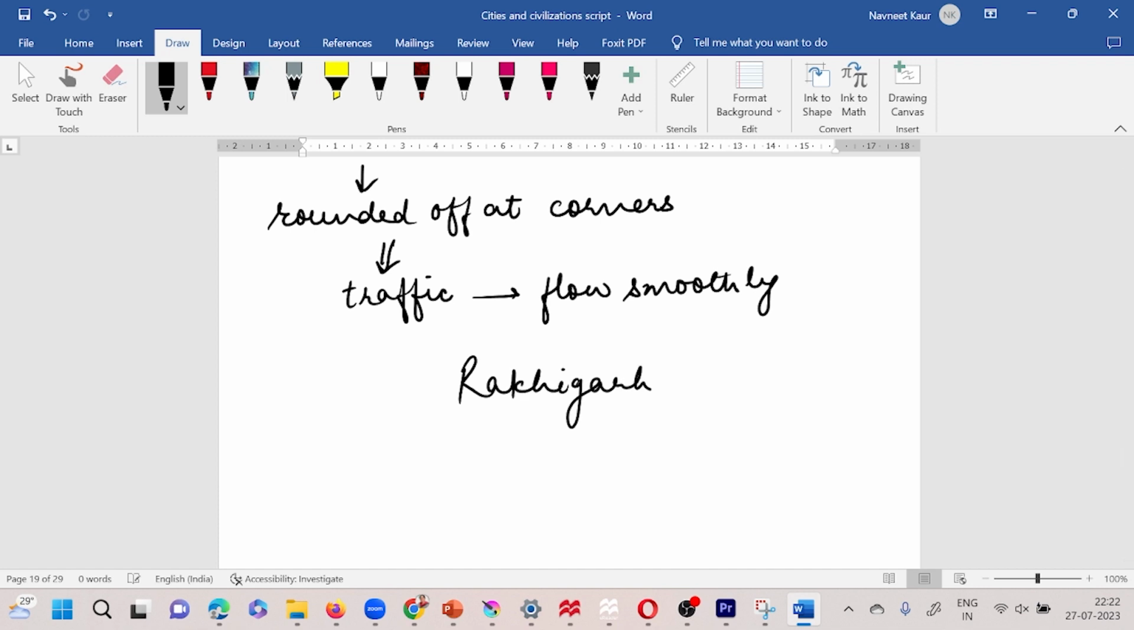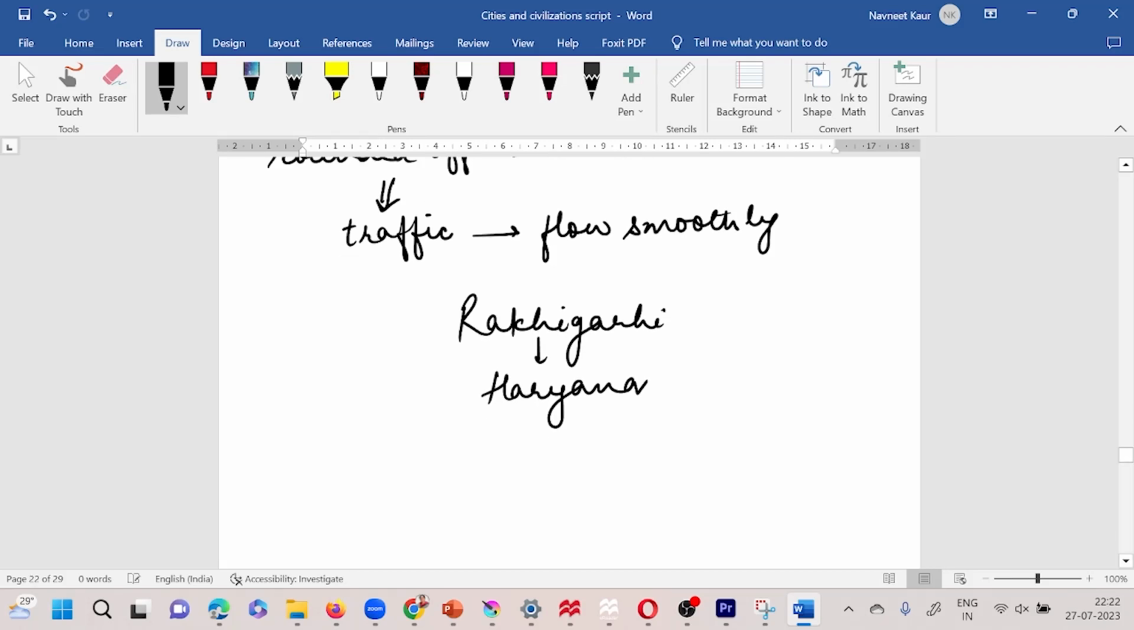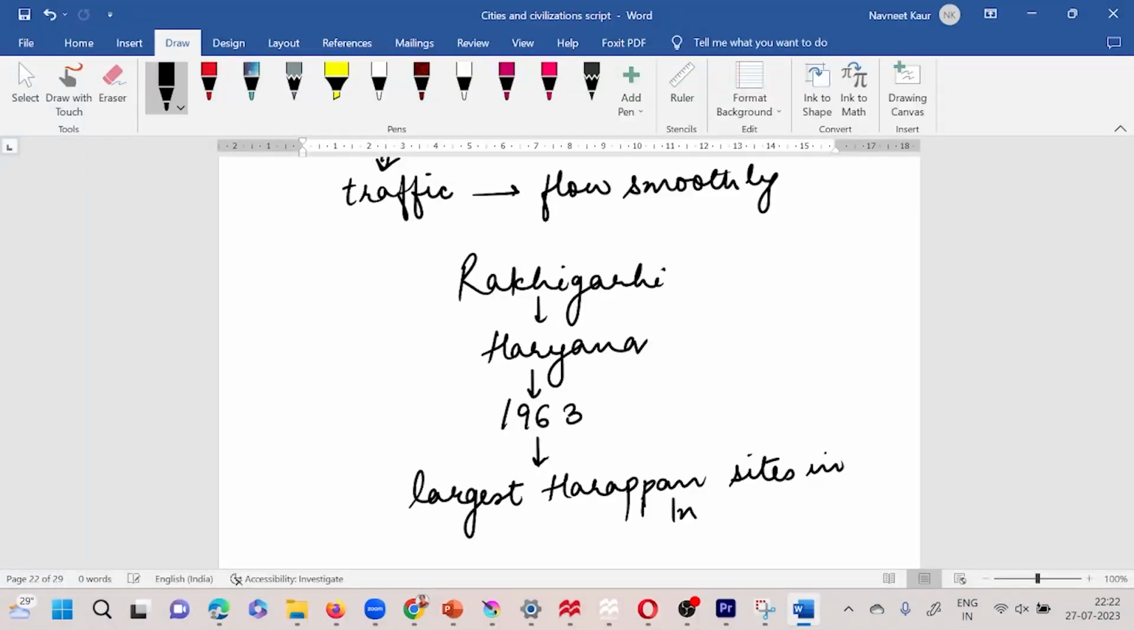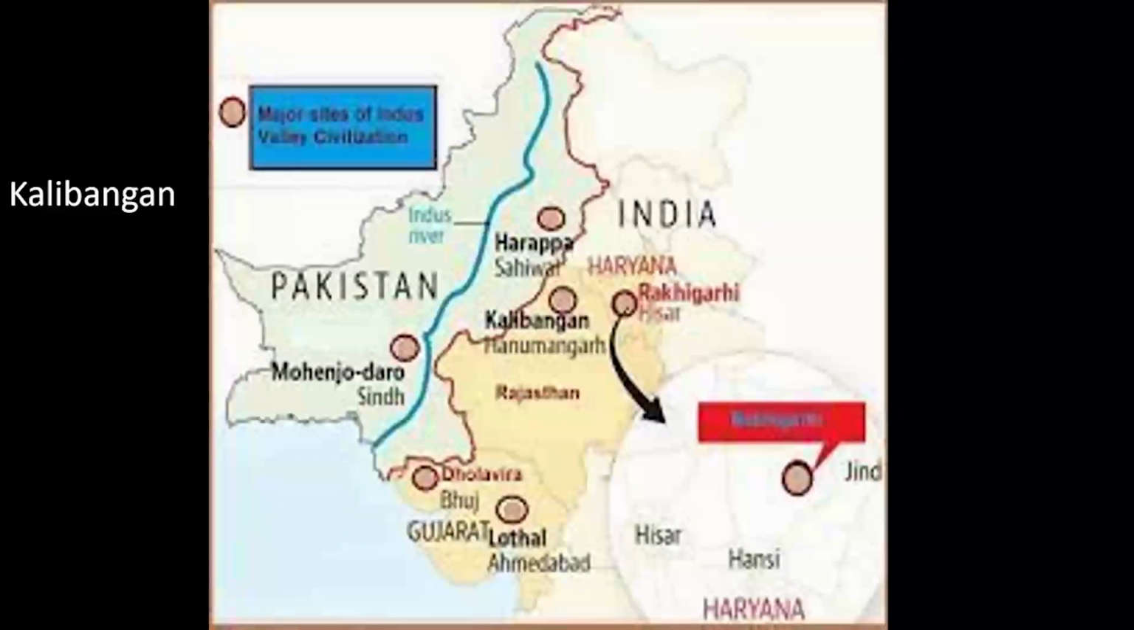And excavations have been carried out at Rakhigarhi, which is in Haryana, which was discovered in 1963, and it is one of the largest Harappan sites in India.